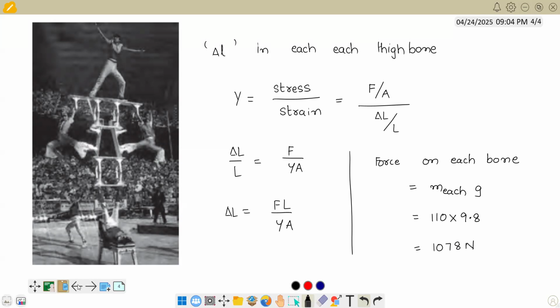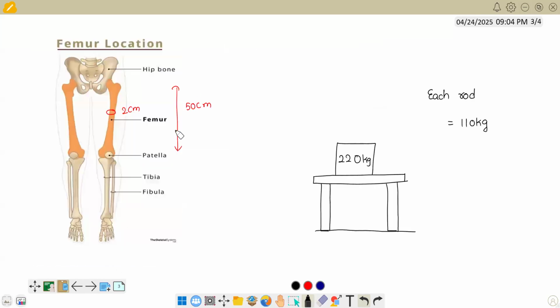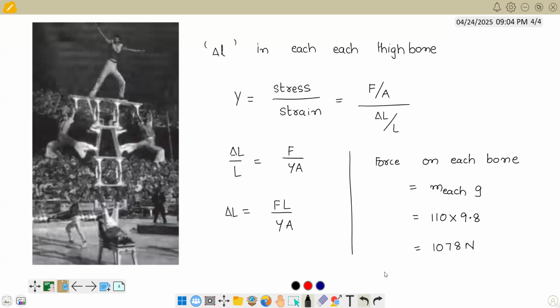Then the length of the bone. The length of this is given as 50 centimeter in the question. So length is 50 centimeter. So I'll write 10 power minus 2 meter. I got length.